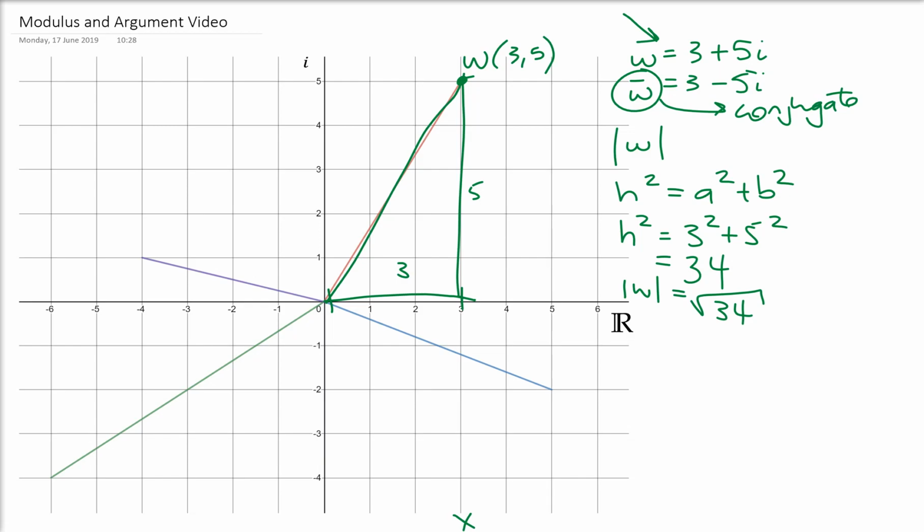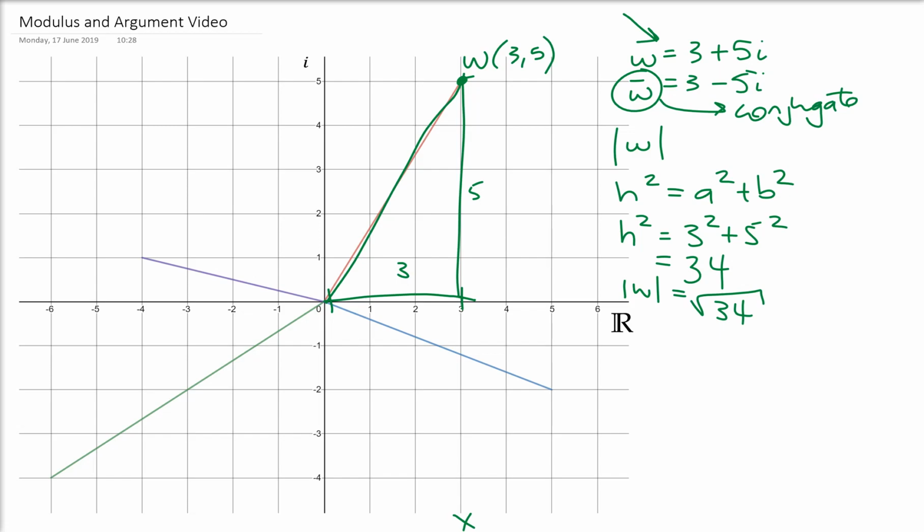Happy with that? Is it plus or minus? If you took the square root of 34 it could be plus or minus, but because we're talking about a direction, the direction is positive, so the modulus is root 34.